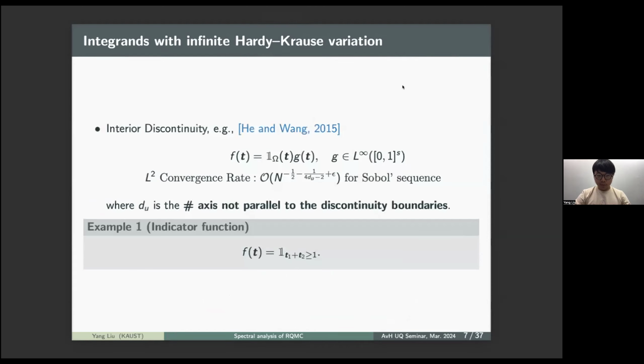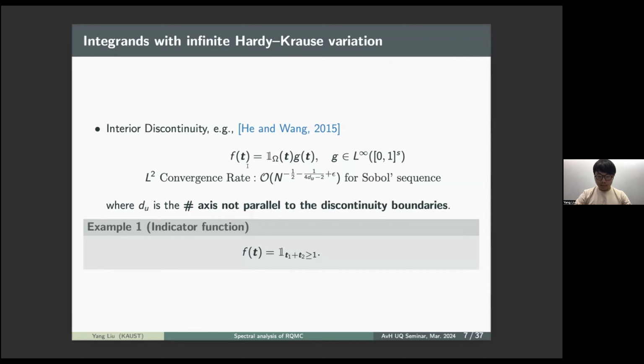The second example involves the interior discontinuity. Your integrand f is given by the product of the indicator function, where the indicator function is 1 if t is inside this omega, and otherwise 0. Omega is a subset of the unit hypercube, and g is a bounded function.